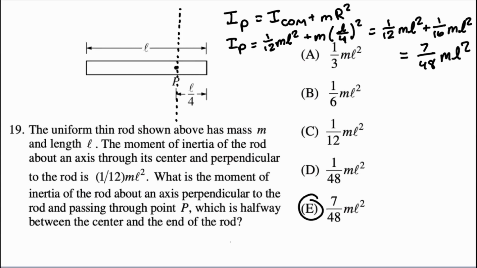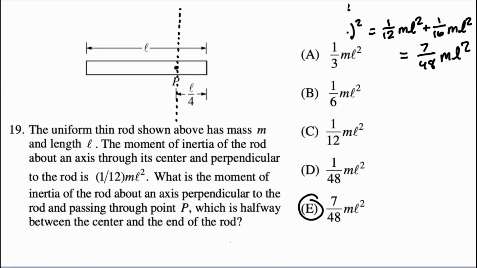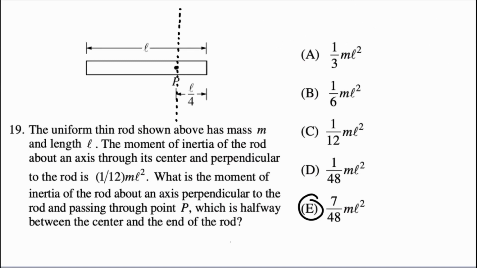But let's say you don't remember the parallel axis theorem. You can actually go about it using calculus and still get the same answer. So this is actually one of the required integrations of this class. It's I is equal to the integral of r squared dm. And the limits of integration are really important.